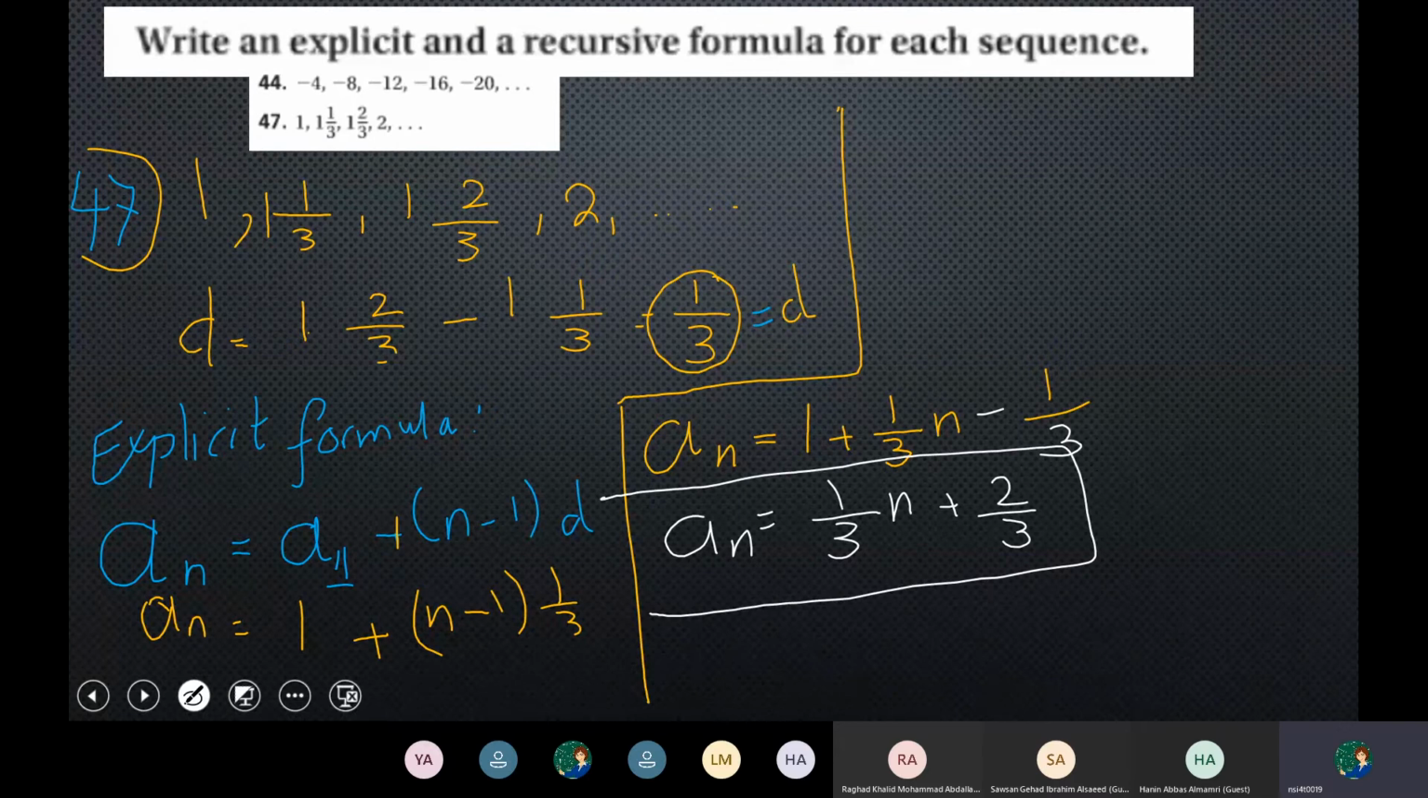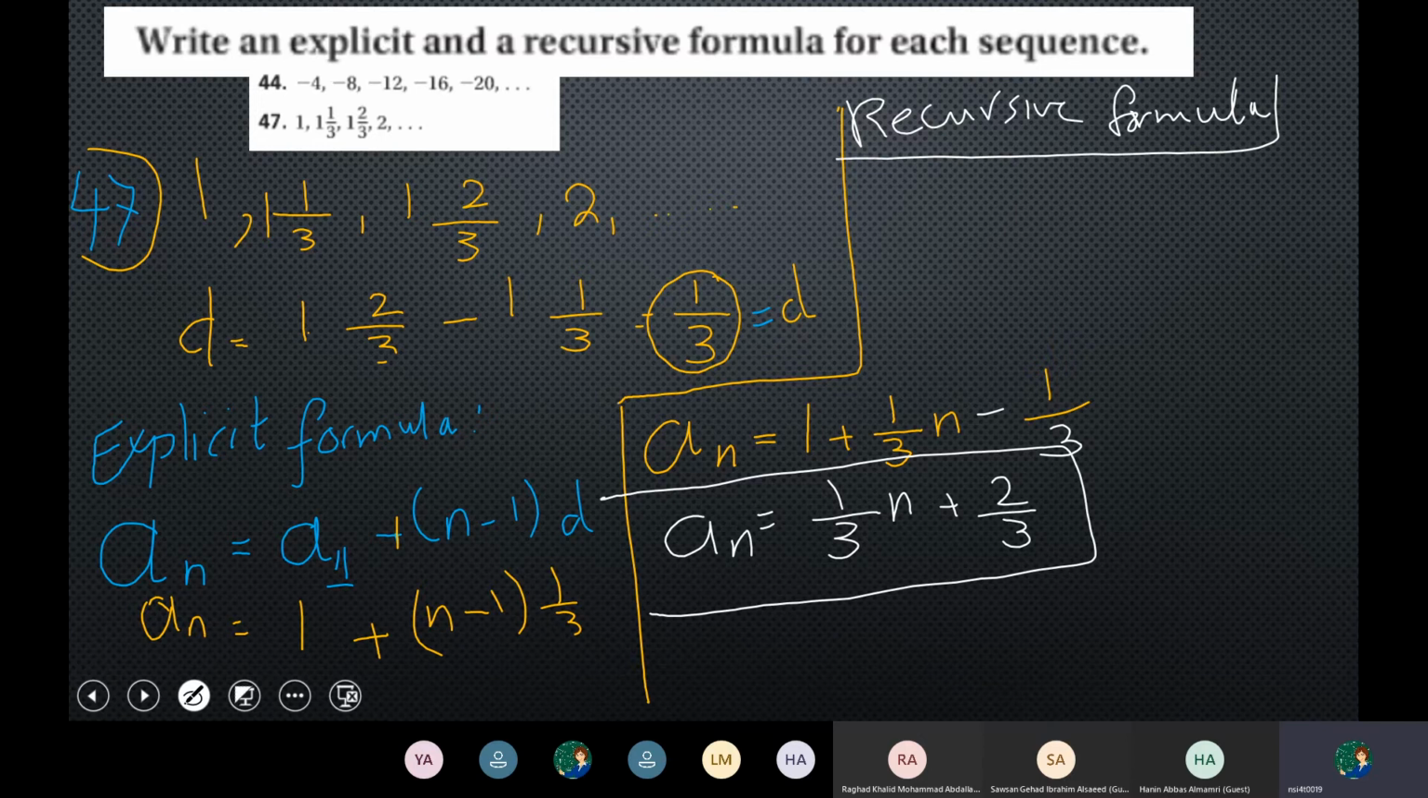It depends on n. Now what about the recursive formula? Yes, Rose? Oh, Rose is not here today. Rose is not with us. Okay. Now Maya.